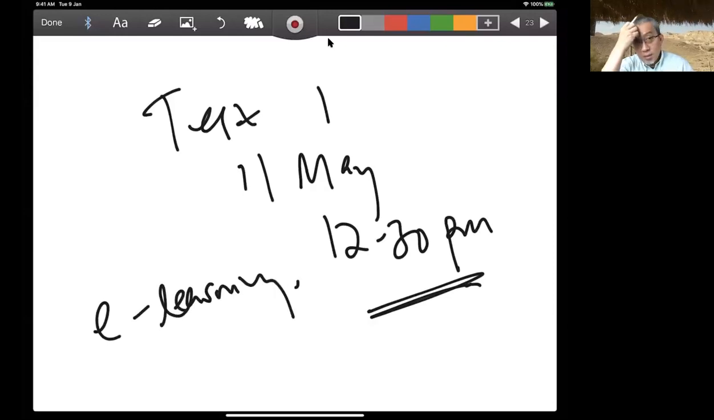Have you done any test in e-learning before? Yes. So there is a password, and then there is a time constraint, maybe 1.5 hours. Then after 1.5 hours, you have to scan PDF, or CamScanner, and then upload into the e-learning. Then I will mark from there.